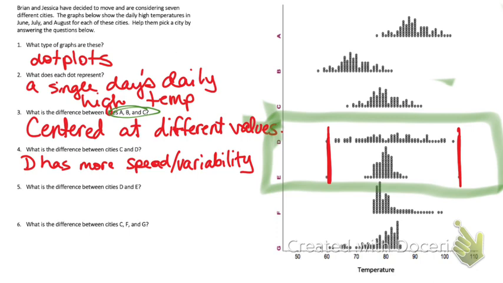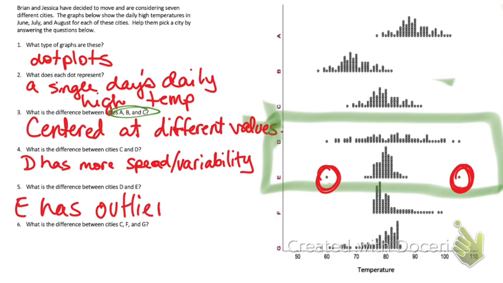So what is different? What do you guys think those values would be called? Outliers. Very good. E has outliers. That's the biggest difference between these two graphs.